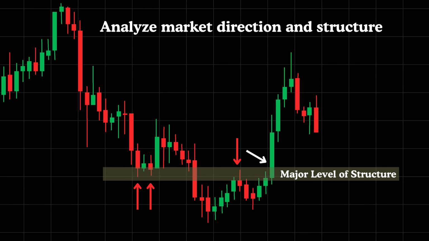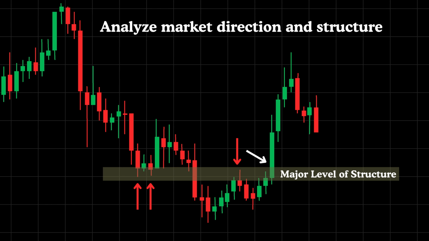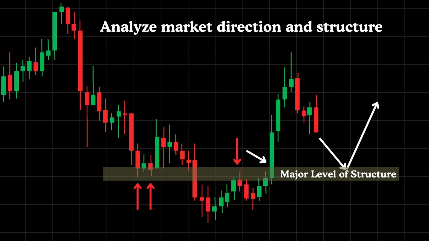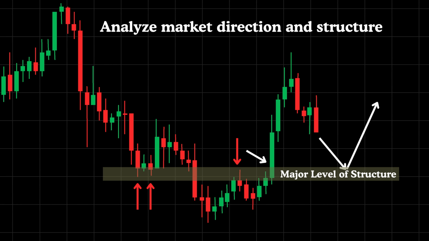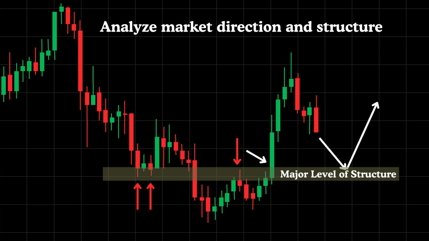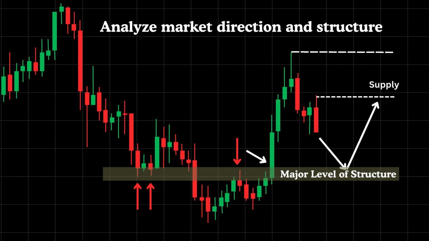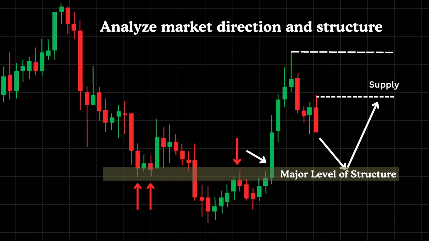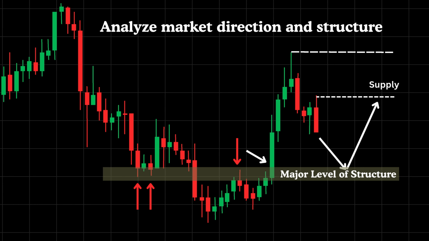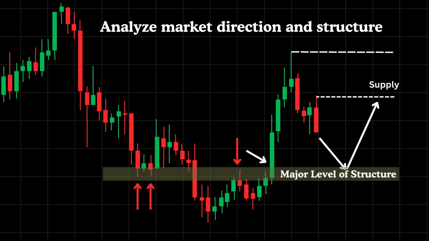We can also identify a major structure level that has recently acted as both support and resistance. Since this level has been respected multiple times, it increases the probability of another potential rejection if the market revisits it. Additionally, there's plenty of room for the price to rise before hitting the next supply zone, which gives this setup a favorable risk-to-reward profile.